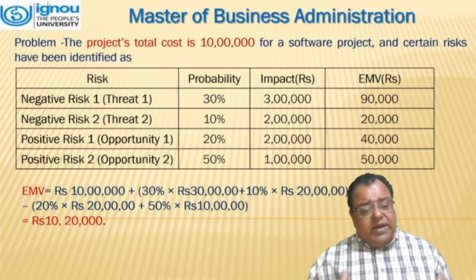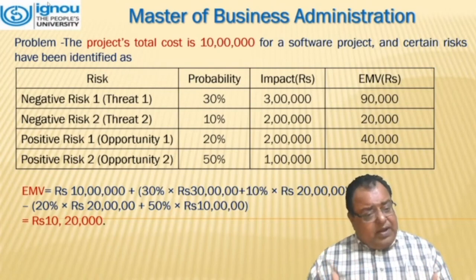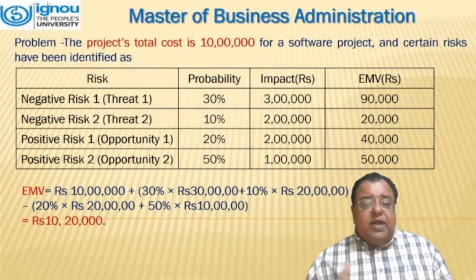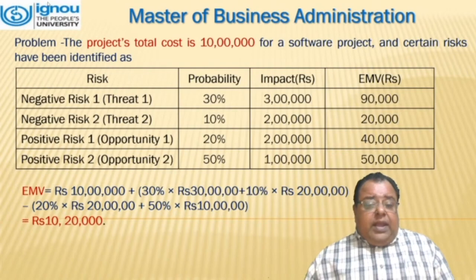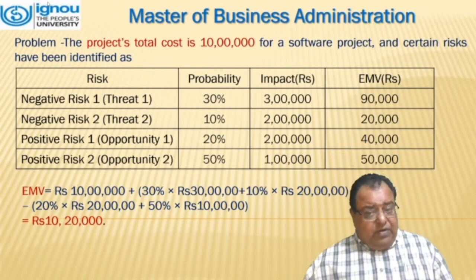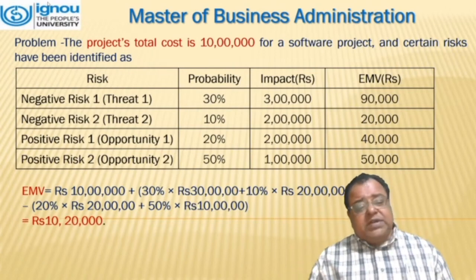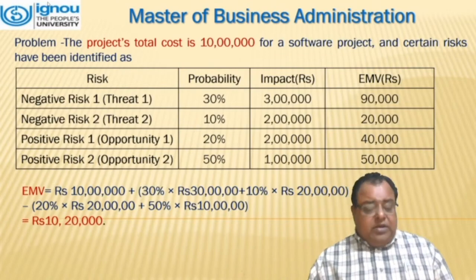Now we have to calculate the EMV. What the formula says, we have the baseline as 10 lakh rupees, 10 lakh plus 30% of impact value, that is 3 lakhs, plus 10% of 2 lakhs, minus the opportunities, that is 20% of 2 lakhs and 50% of 1 lakh, which comes out to be 10 lakh 20,000.